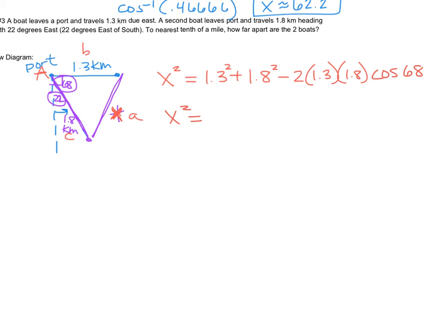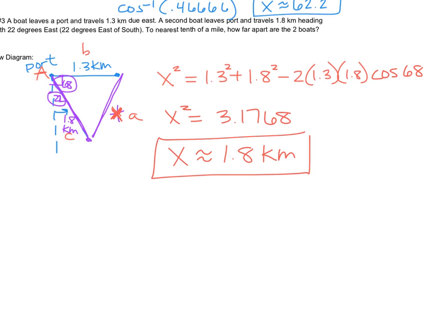So you should be getting 3.1768-ish, right? And then just go second square root, second answer, and you get x is approximately 1.8. So they're about 1.8 kilometers apart. Questions on that?